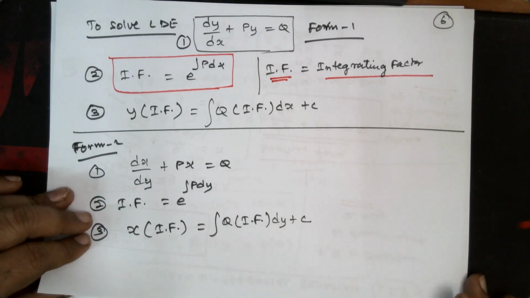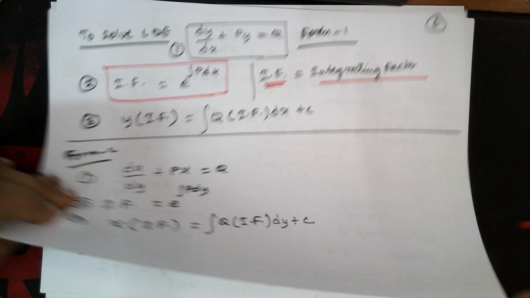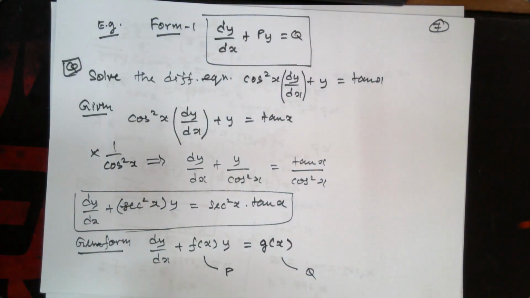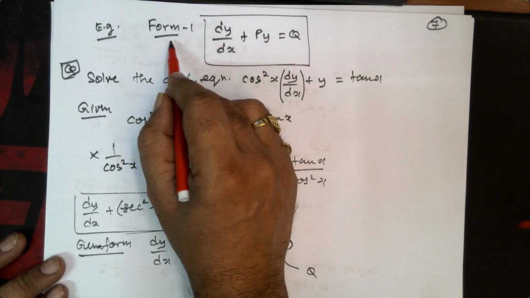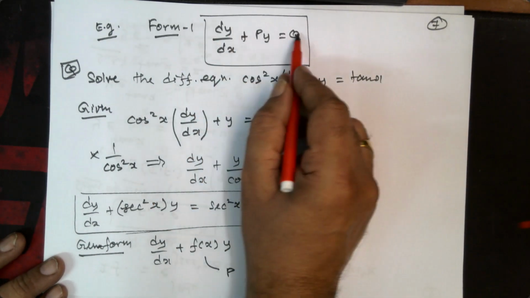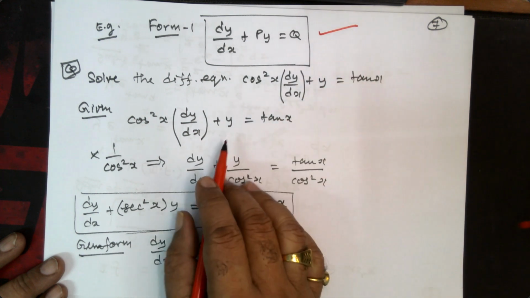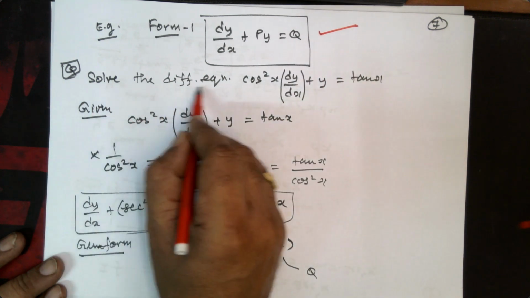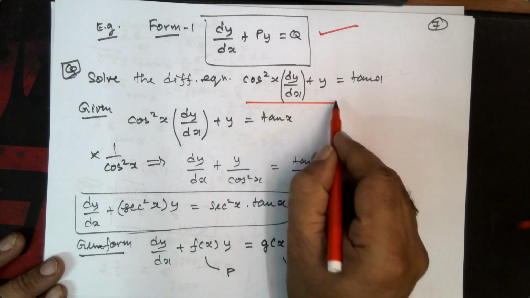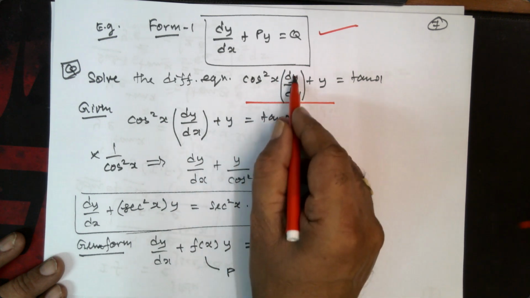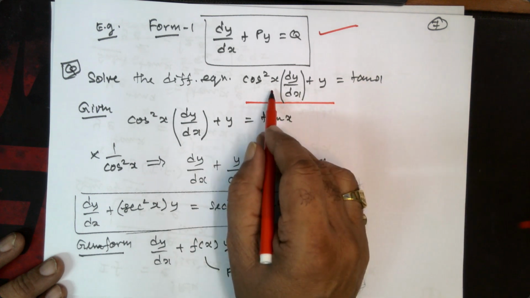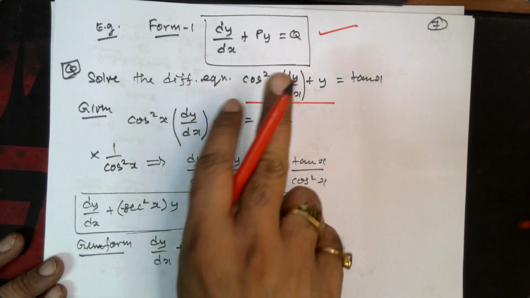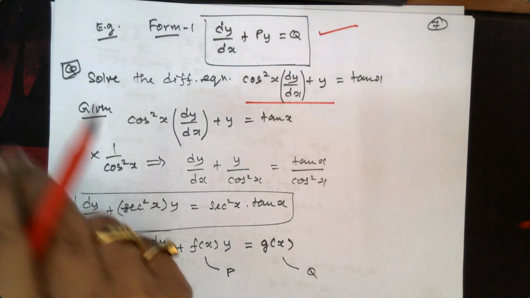Okay. Now let us explain with an example. Let me proceed with form 1, type 1, dy by dx plus py is equal to q. Now solve the differential equation given: cos squared x into dy by dx plus y is equal to tan x. What are we supposed to do? This is the given equation. We have to convert this into this form.